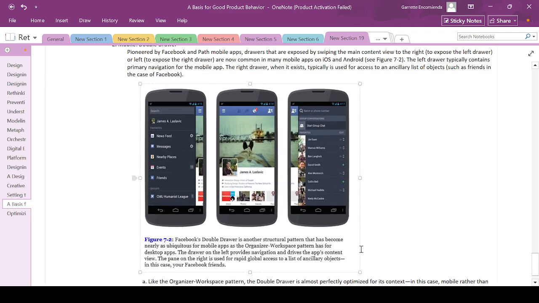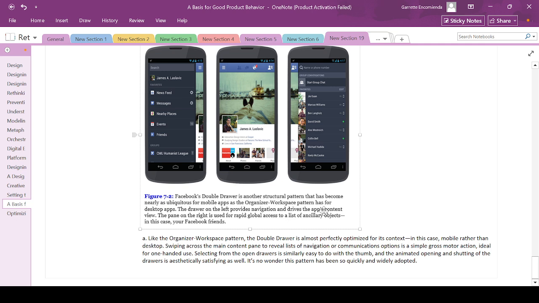So here, the Facebook double drawer is another structural pattern that has become nearly as ubiquitous for mobile apps as the organizer workspace pattern has for desktop apps. The drawer on the left provides navigation and drives the app's content view. The pane on the right is used for rapid global access to a list of ancillary objects, in this case, your Facebook friends. We discussed this in the previous video.